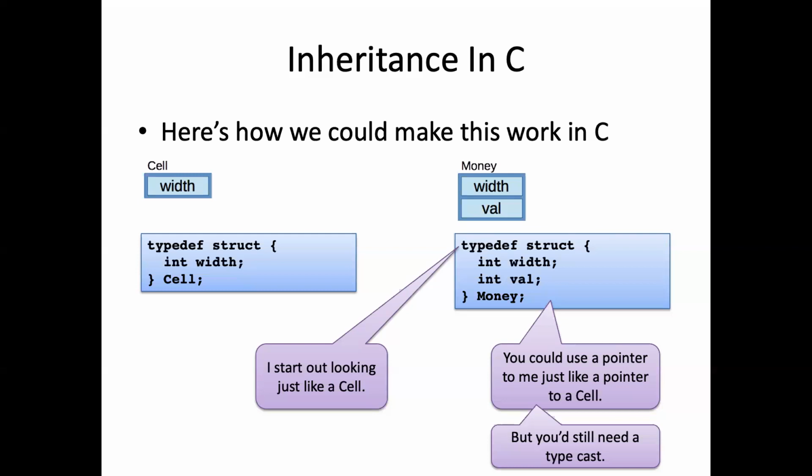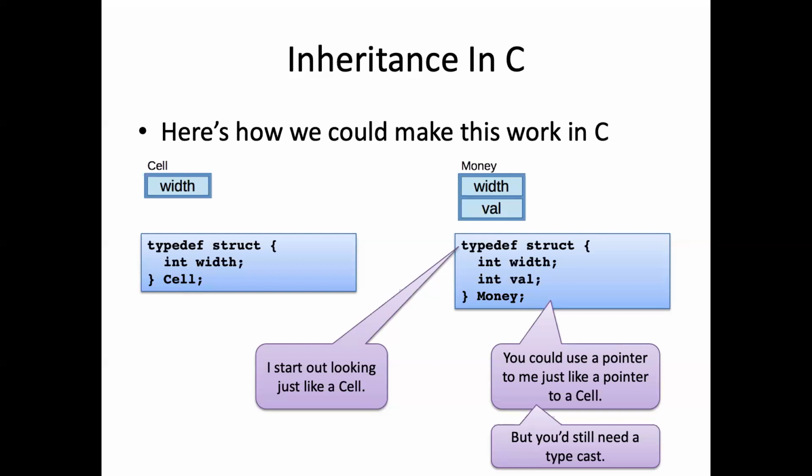Another disadvantage that you'll see on the next slide is you and I know that money is supposed to work like a subclass of cell, but the compiler doesn't know that. It doesn't try to notice that these two structs start out the same way. It means that as far as the compiler is concerned, these are two completely different types. In an object-oriented language, if you started with a pointer to money, or in Java, a reference to money, the language would automatically let you treat it as a reference to a cell, as a reference to its superclass.